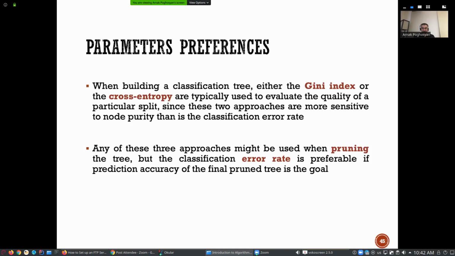Summarizing, we use Gini index and cross entropy while we are splitting the nodes and growing the tree. When you have a very big tree and you are deciding how to prune, you can return finally to the error rate, return to regularization, where you have a complexity parameter, and based on 10-fold or 5-fold cross-validation, decide which subtree should be the best one.